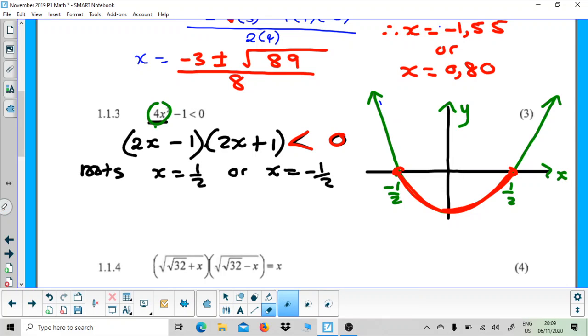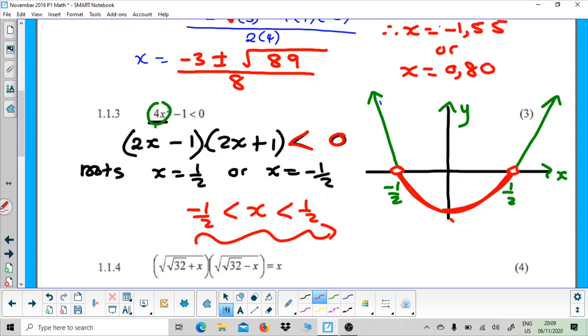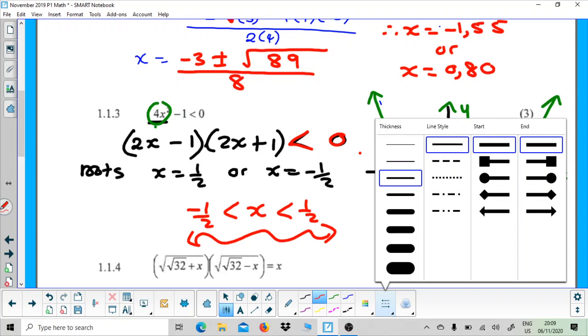Okay, let me not shade those areas, otherwise you will think that they are included. So it is in between the roots that we have, and since we are not including them, we're just going to leave that as well. So our x here will be in between, without including the negative half and the positive half. So right there is how you were supposed to solve that one.